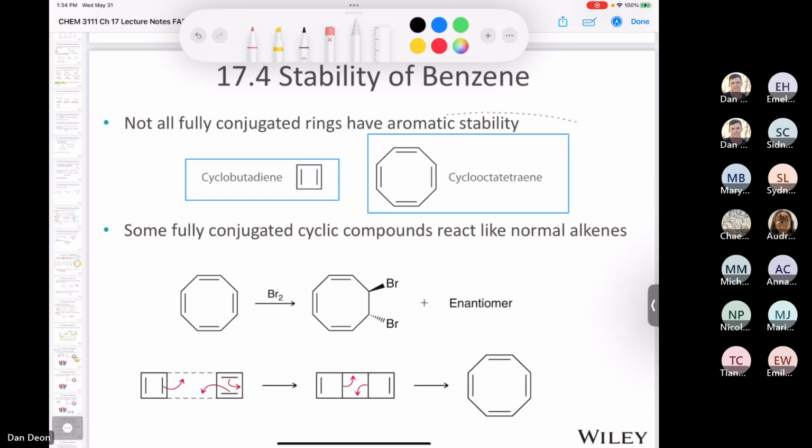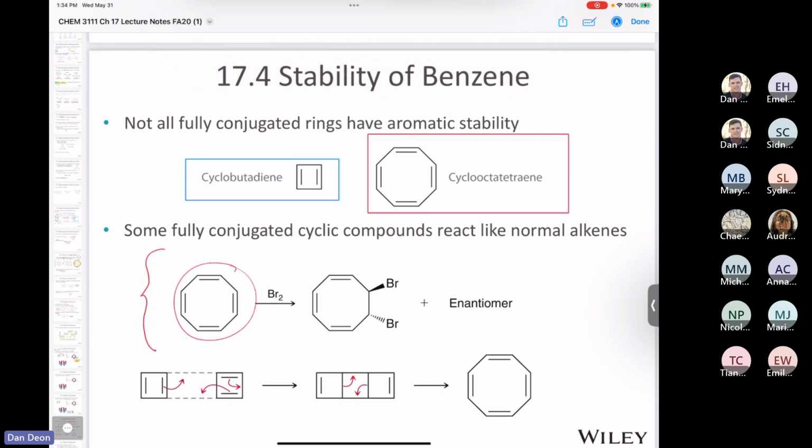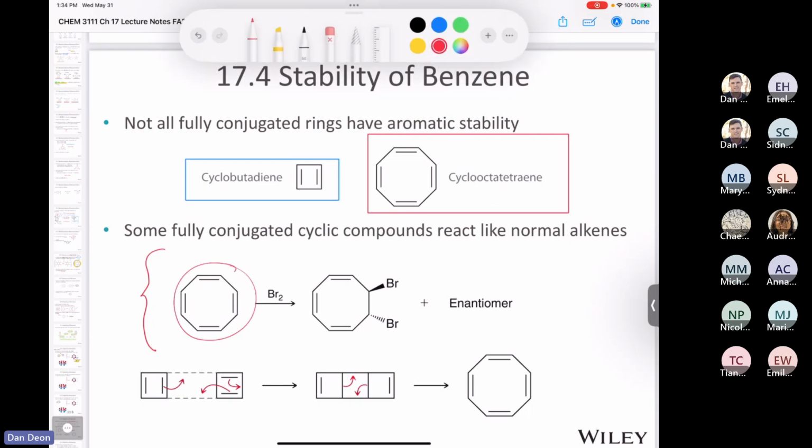Let's change this box to red. There we go. So if we look at cyclooctatetraene, and you treat this with bromine, check this out, it actually reacts. So what does that tell you? It tells you that this molecule is not as stable as benzene, is it? If it reacts with bromine and benzene didn't, that just tells us that it's not as stable.